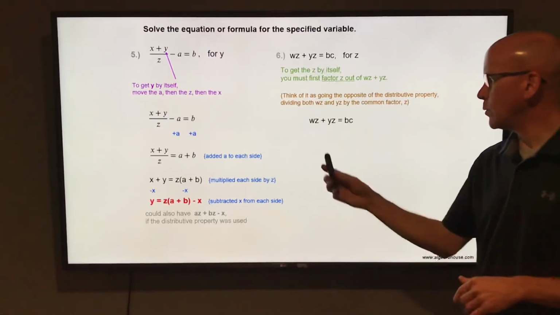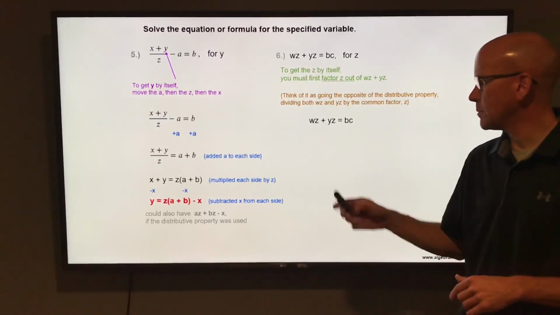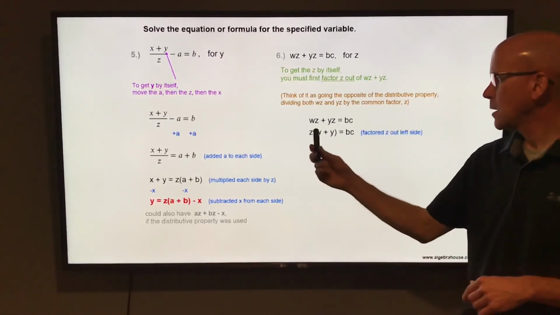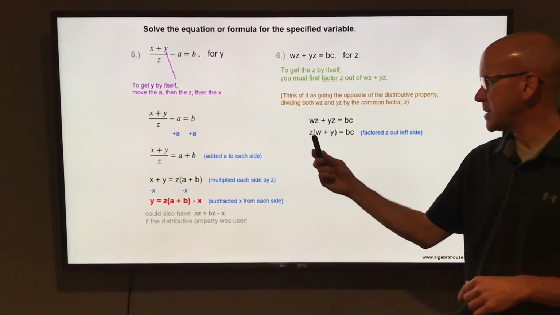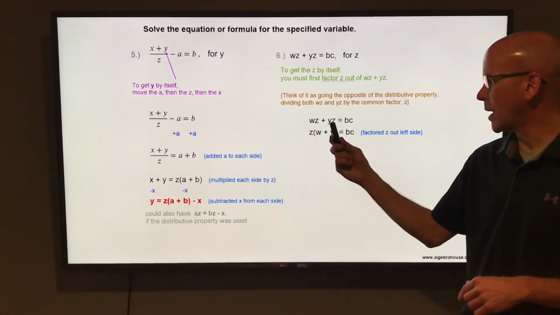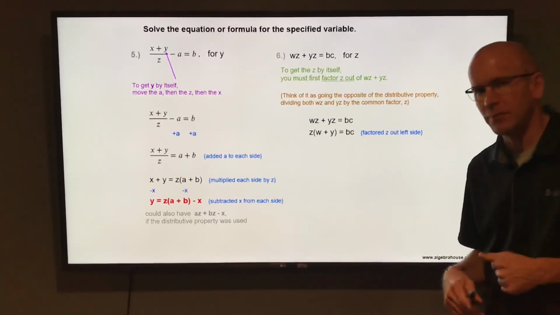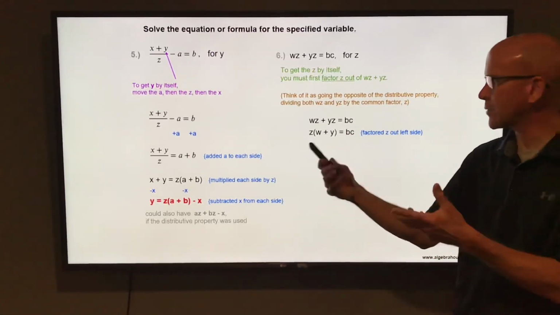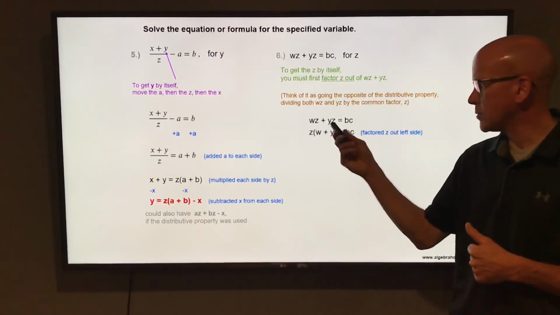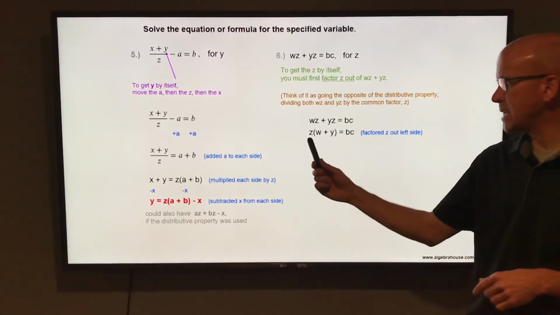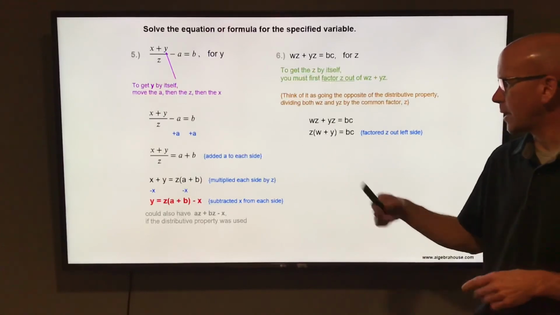So what we're really doing is dividing each one of these terms by z. If you divide wz by z, that is w, and divide yz by z, that is y. So it's somewhat going the opposite of the distributive property. We're factoring a z out of those two terms. So we end up with z times the quantity w plus y.